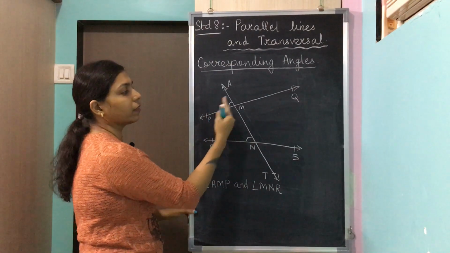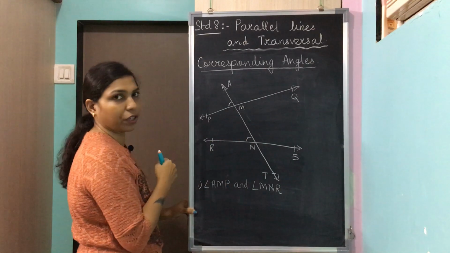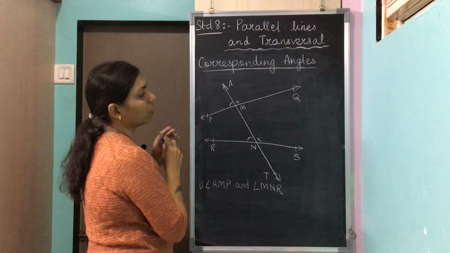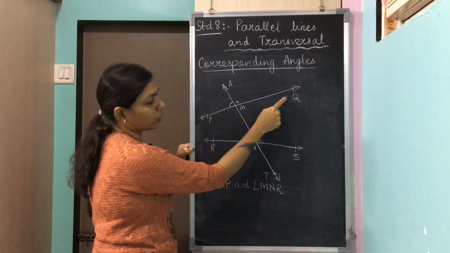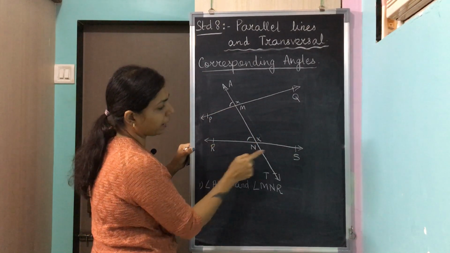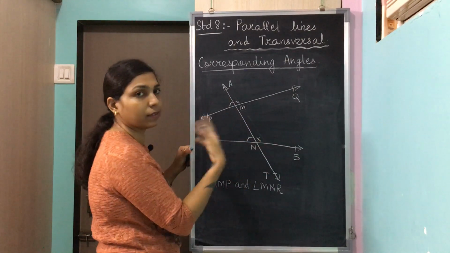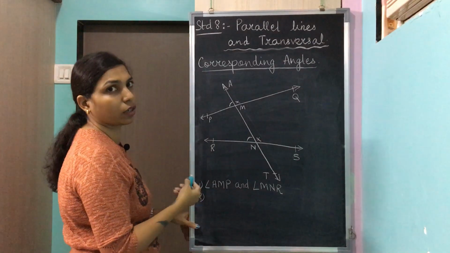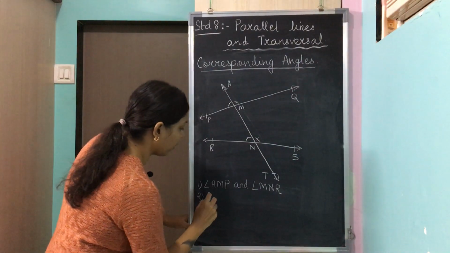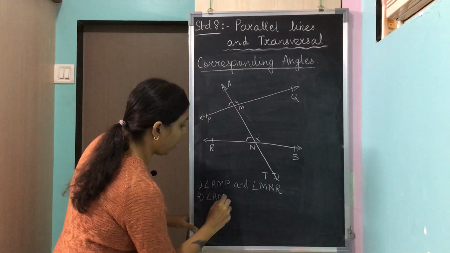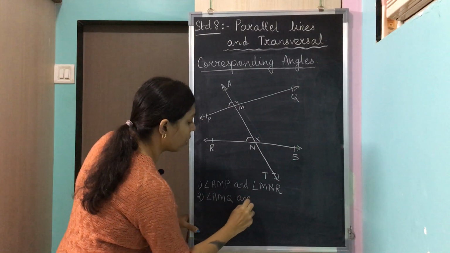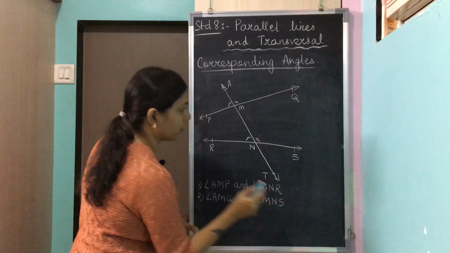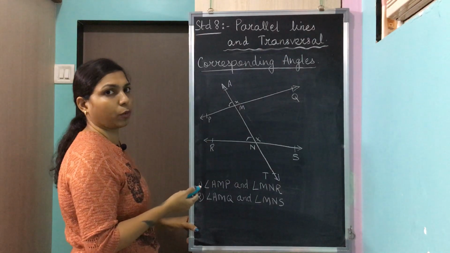Then if we look at the angles which are lying on the other side over here, this angle and this angle, which is angle AMQ and angle MNS, both of them are lying in the same position, in the same type of direction. So those two also are your corresponding angles. So that's angle AMQ and angle MNS. There are two more pairs of corresponding angles.